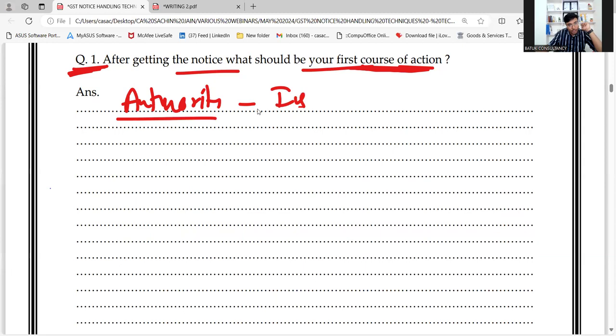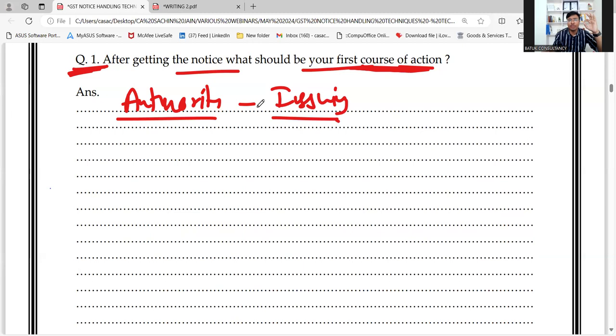That means the notice issuing authority. You first need to check who has issued this particular notice to you, and then confirm whether this authority is under your jurisdiction, whether this is your jurisdictional authority or not. It may be that they do not have your jurisdiction and still issued the notice. In that case, that notice will be treated as an invalid notice.